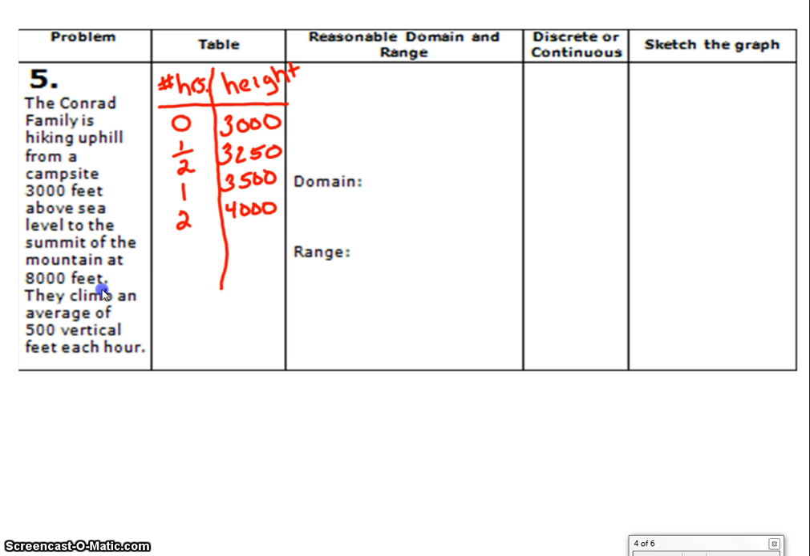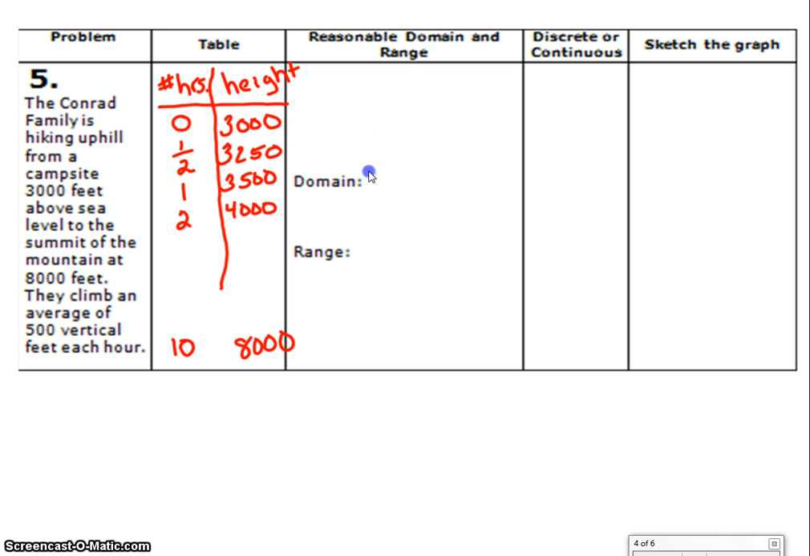Now I know that I have to stop at 8,000, so I know that the highest they can climb is 8,000, so I'm going to put that down here. Okay, and if I continue on and on and on, and think, well, after every hour they've gone another 500 feet, I'm going to find out that after 10 hours, they've reached this summit of 8,000 feet, the summit of the mountain at 8,000 feet. Okay, so I've got parameters or guidelines for my domain and range.